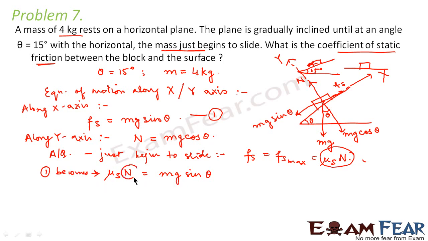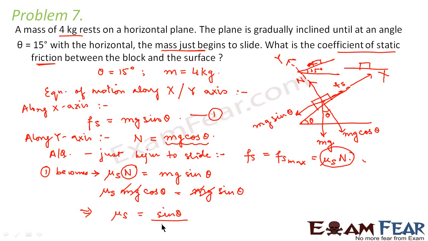Now we can substitute the value of n as mg cos theta from this equation. So we get mu s mg cos theta is equal to mg sin theta. So mg gets cancelled. So what do we get? We get mu s is equal to sin theta by cos theta, which comes out to be tan 15 degree. So your answer will be the value of coefficient of static friction is tan 15 degree.